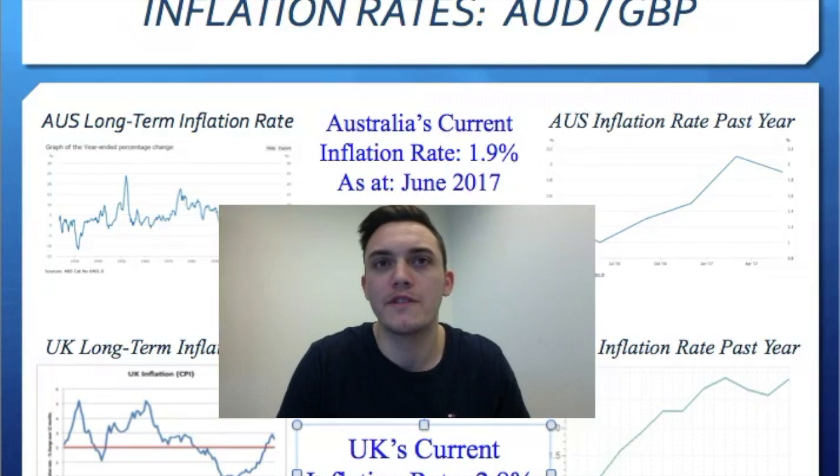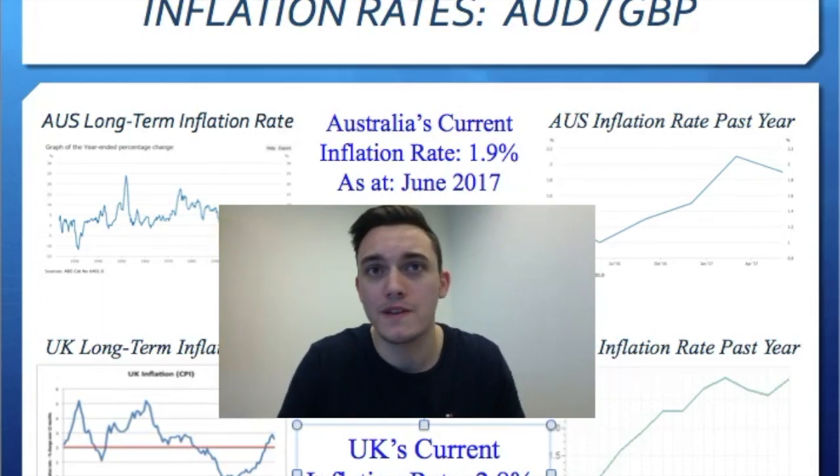As mentioned previously, the current inflation rate as of June 2017 in Australia is 1.9%. The British inflation rate is currently sitting at 2.8% as of August 2017. The British inflation rate has been on a steady increase, becoming more significant compared to previous periods since the referendum last year, where it had risen from approximately 1% to 2.8% in August of 2017.